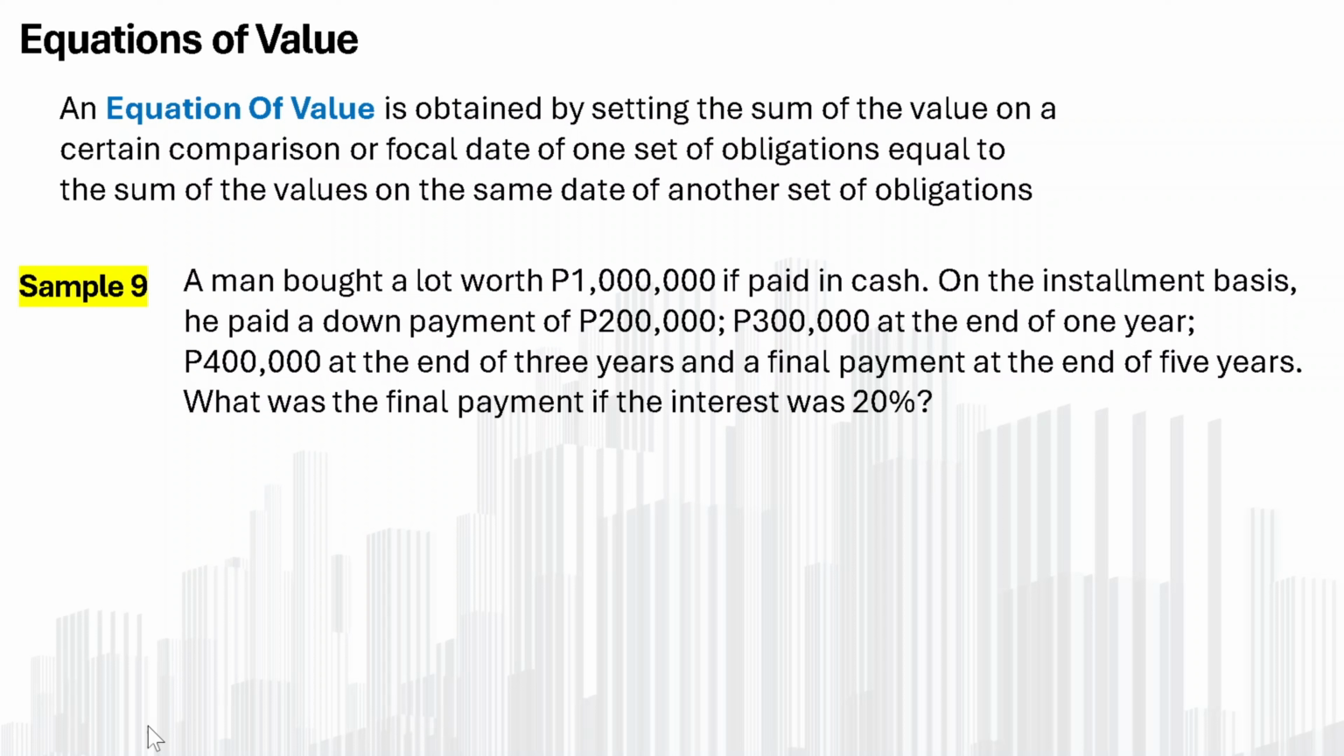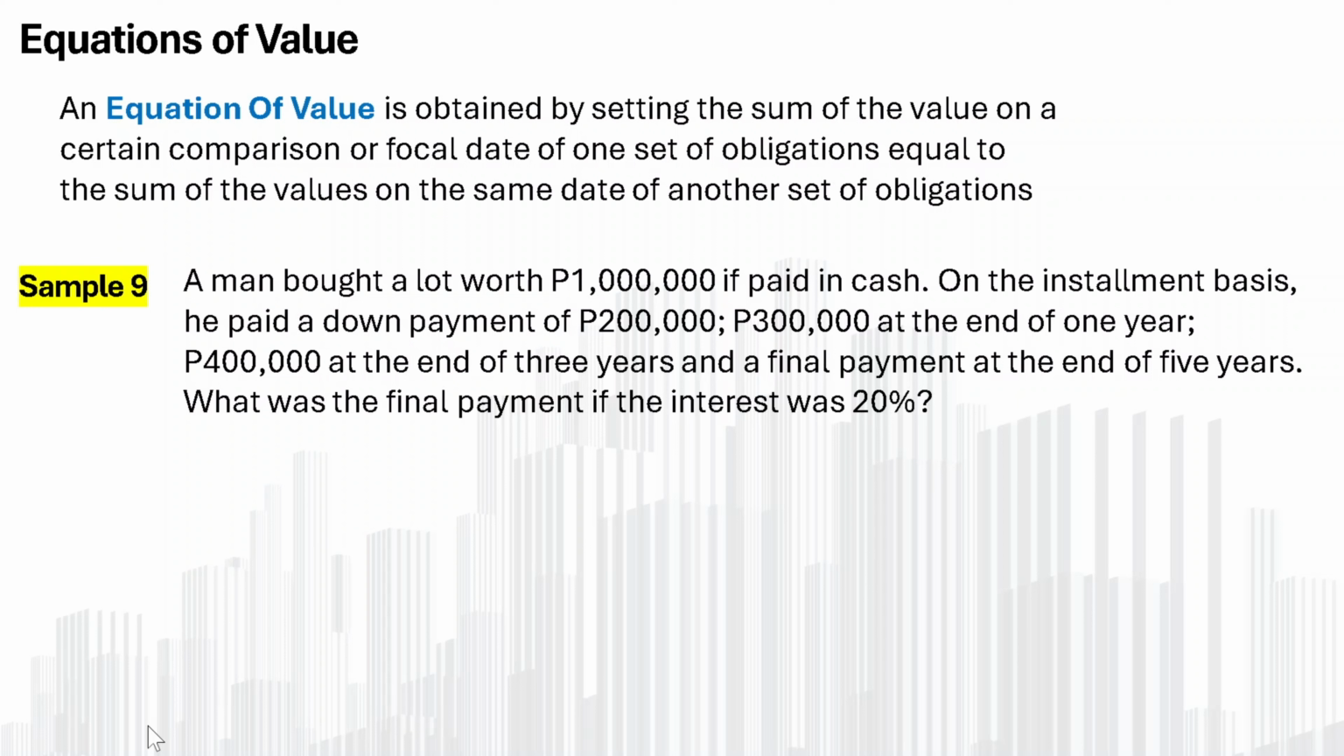lupa daw, worth 1 million pesos. A man bought a lot worth 1 million pesos if paid in cash. On the installment basis, he paid a down payment of 200,000 pesos kaagad. And then 300,000 at the end of 1 year. And then 400,000 pesos at the end of 3 years. And yung final payment at the end of 5 years. What was the final payment if the interest rate was 20%?